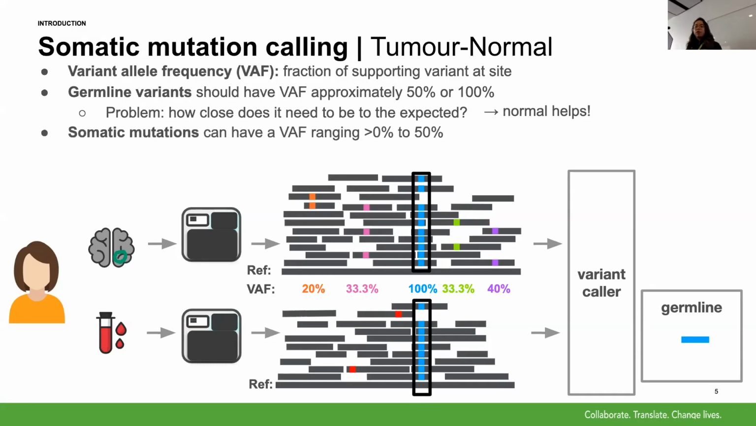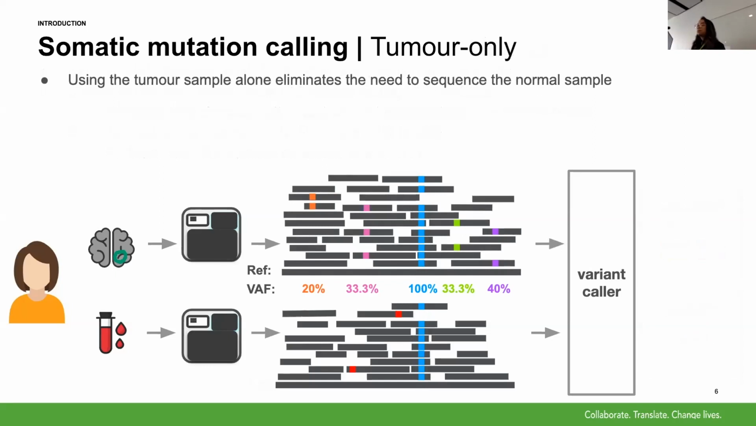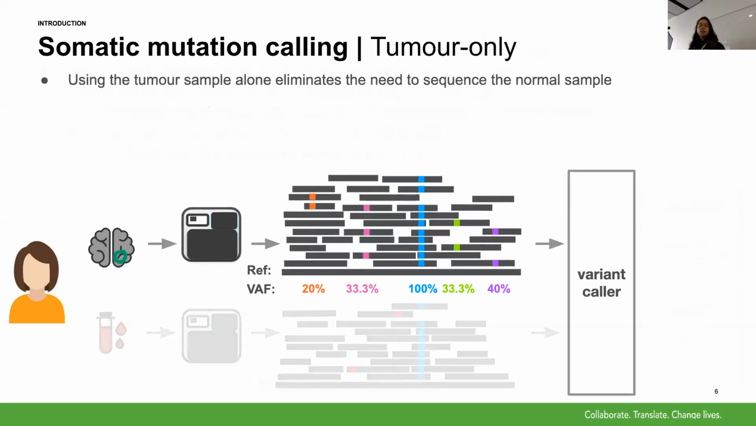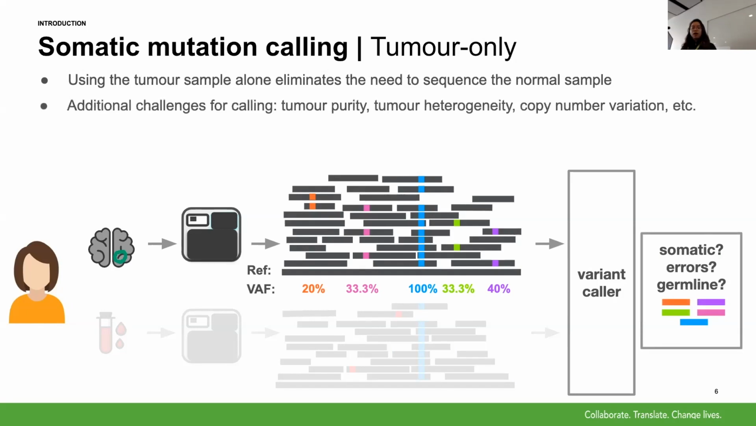Somatic mutations can have a varying VAF. The problem is that they can be very low in their VAFs, and that's similar to errors. Other approaches use a tumor-only methodology. As the name implies, we don't have access to that normal sample. This is interesting because we no longer need to sequence the normal sample. This task is even more challenging because of factors such as tumor purity, where sometimes the normal sample can be in the tumor sample, tumor heterogeneity, and copy number variation.